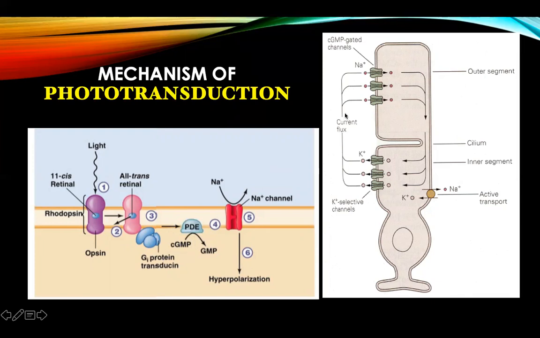Once the cyclic GMP breaks down, the cyclic GMP gated channels close and the receptor potential becomes more negative. That is, it hyperpolarizes. This is the only sensory receptor in which the firing of the electrical signal occurs when the receptor potential becomes more negative. There is hyperpolarization.